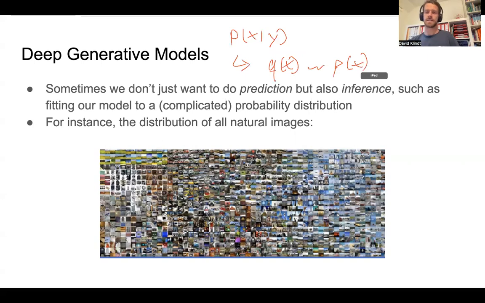Let's say X is the distribution of natural images. And here's just another visualization of ImageNet. So let's say this is the distribution of natural images in the world. Extremely complicated distribution in a high dimensional pixel space. Very, very difficult to model. And the purpose behind generative models, or deep generative models more specifically, is to find a good model of this distribution. So sometimes we don't just want to do prediction, but also inference, such as fitting our model to a complicated probability distribution, for instance, the distribution of natural images.